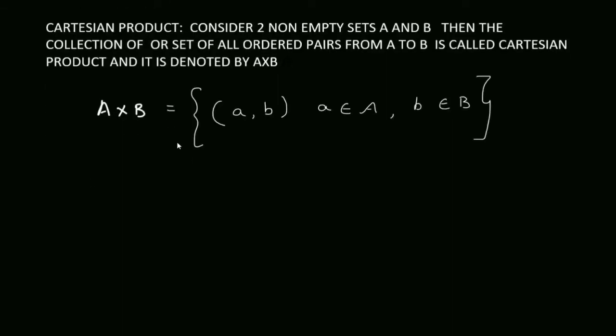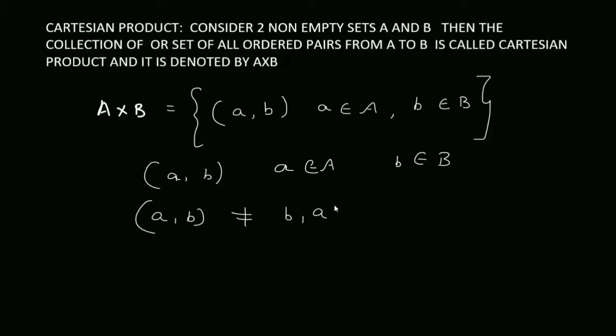A cross B, the ordered pair. What do you mean by ordered pair? Order is very important. That means the order in which the elements occur is already fixed. The first element a should belong to the set A, it is fixed, and the element b should belong to the set B. If you interchange, then it is different. You cannot interchange. That means (a, b) is not equal to (b, a). The order, if you change, then it is different.